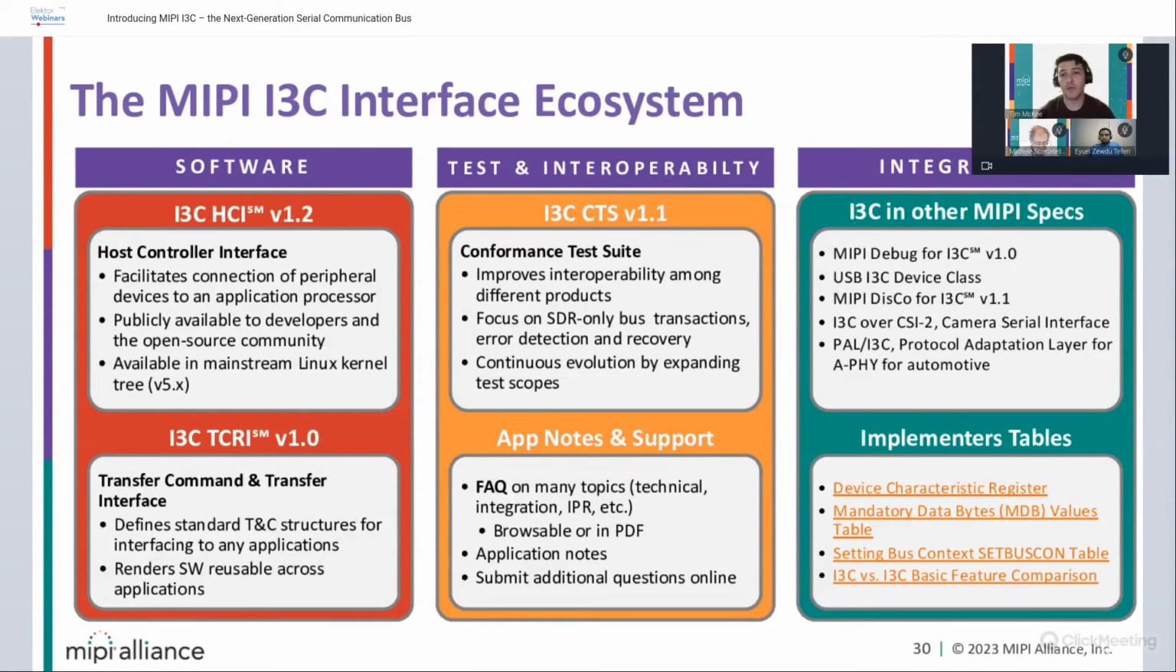As far as integration goes, I3C is out there. We've got the MIPI debug for I3C spec, which is within MIPI. There's the USB I3C device class, I3C over CSI-2, PAL I3C, and then we're working with other industry groups as well. And below here, I think this is another copy, some of our registers that Michele talked about, with the DCR and the MDB. These are all implementers tables to help with those types of registers.